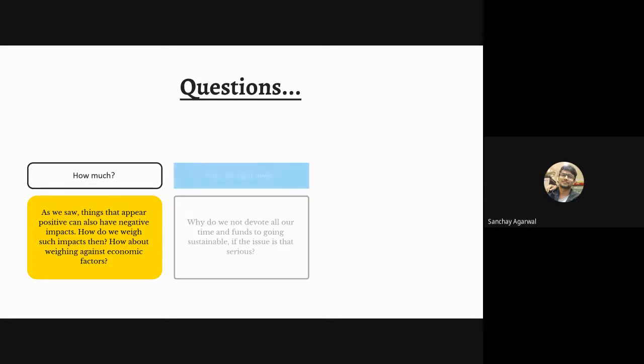Another question is, of course, why not right away? In the sense that, given that we know there are so many issues and how dire the need is to go sustainable, an obvious question that comes to mind is why not just devote all our time and funds to going sustainable? Of course, we cannot just say we'll do sustainable stuff from now. That is not possible because there are not enough sustainable techniques. And the prominent question here is why not devote more time and funds to developing these techniques if the issue is so serious.